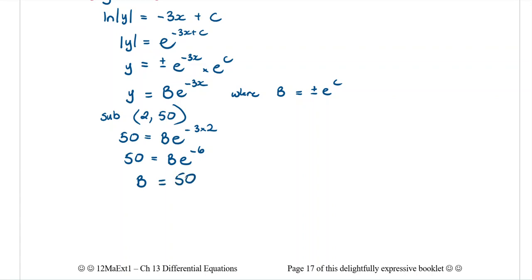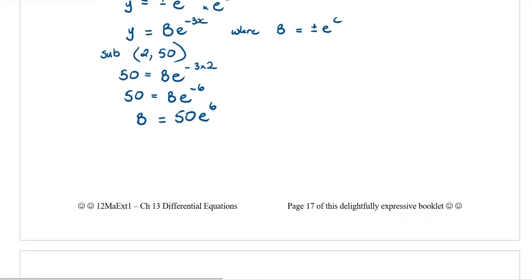which means to get b by itself, you're going to divide the e to the minus 6 to the other side, or that's the same as timesing by e to the plus 6, bringing the power up, right? So the extra step is that I'm doing 50 over e to the negative 6, and then that brings it up.